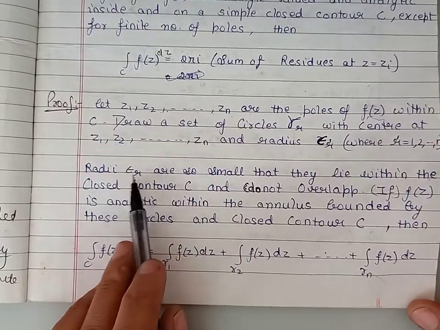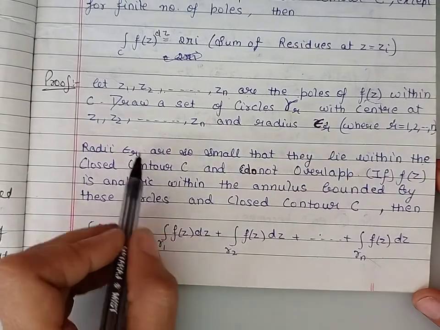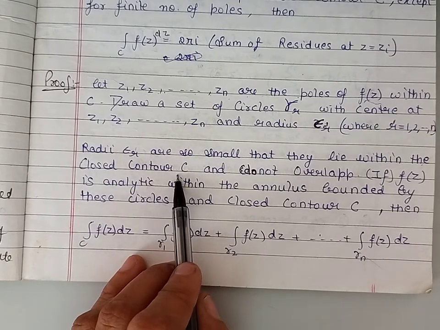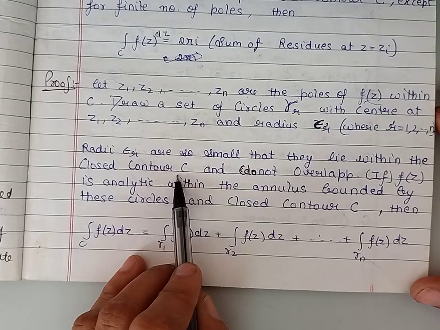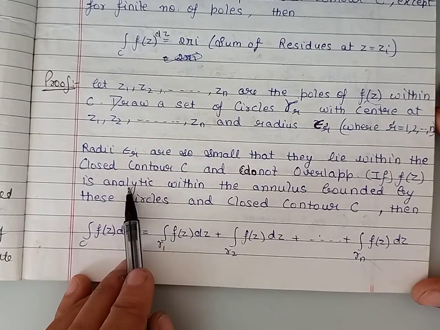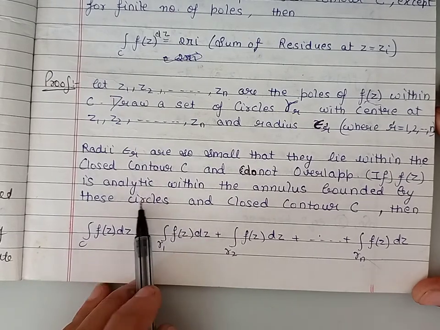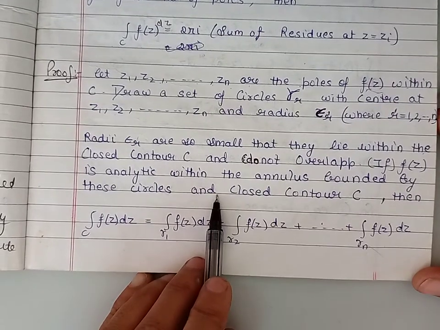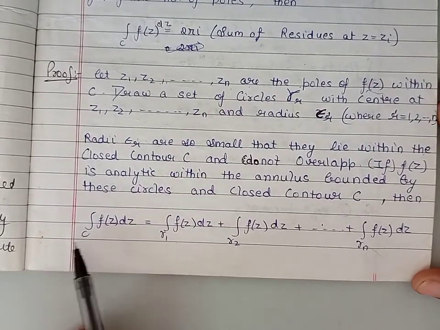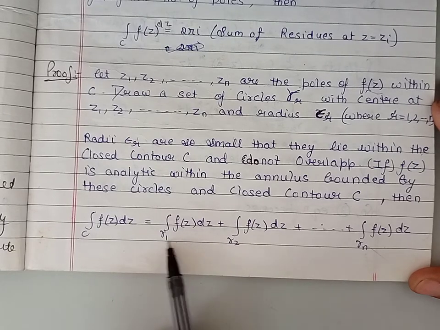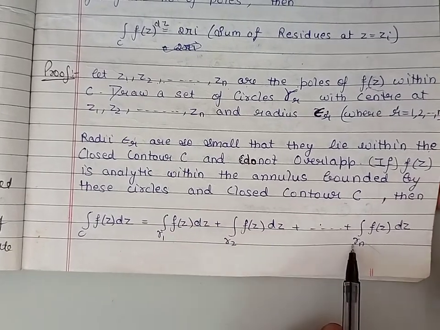These radii epsilon 1, epsilon 2, epsilon 3 up to epsilon n are taken so small that all these circles lie within the closed contour C and they don't overlap. Now we can see that the function is analytic within the annulus bounded by these circles and the closed contour C, and therefore the integral of the function f over the contour C can be written as the sum of the integrals of this function over the circles gamma 1, gamma 2, gamma 3 up to gamma n.